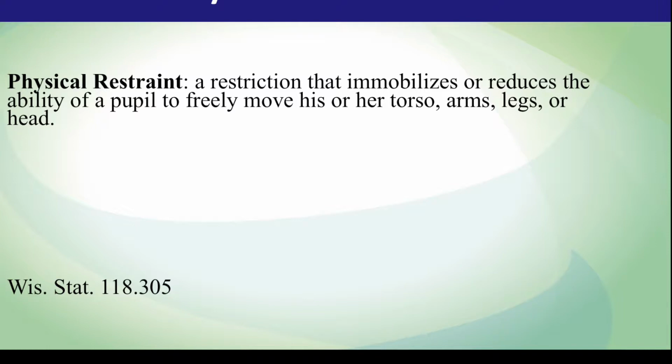Physical restraint is a restriction that immobilizes or reduces the ability of a pupil to freely move his or her torso, arms, legs, or head. Picking up and physically moving a student against his or her will, or dragging a student, would also be physical restraint. A two-person CPI transport with the student walking willingly or reluctantly is not a restraint. When the student stops participating, staff should stop, or else it is a restraint.